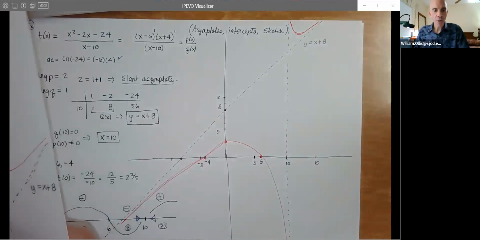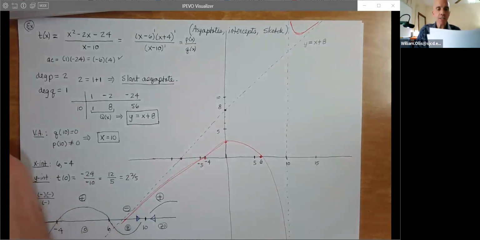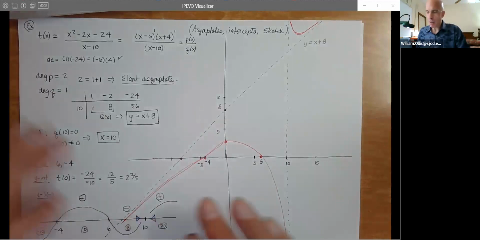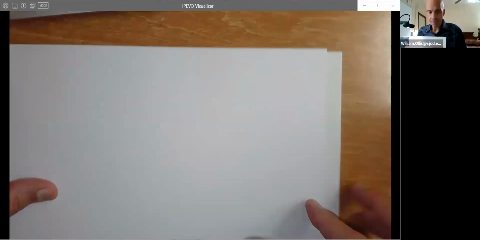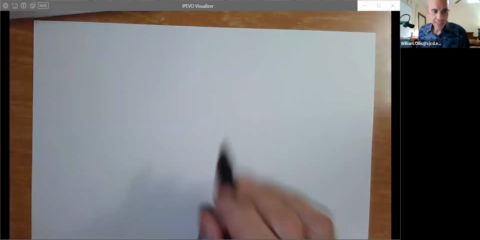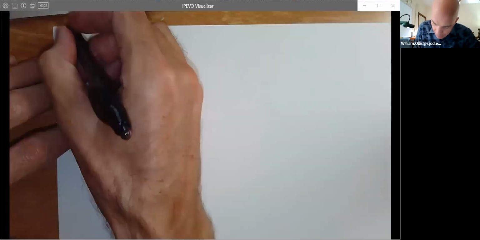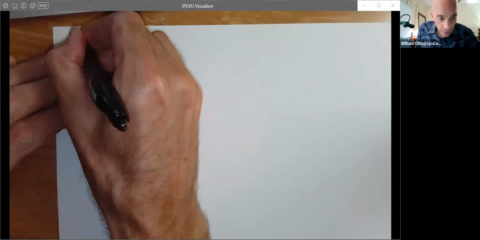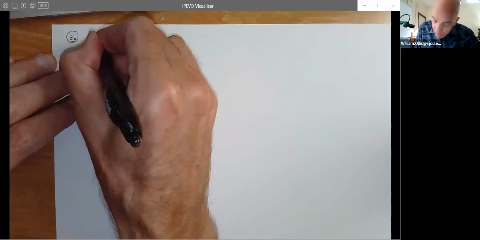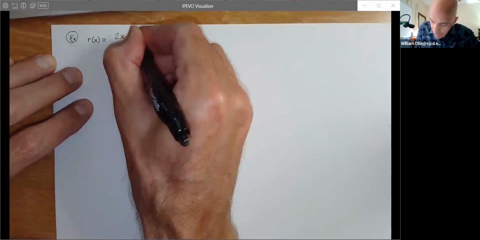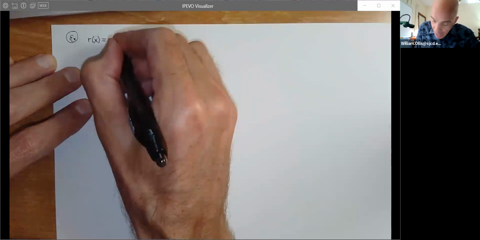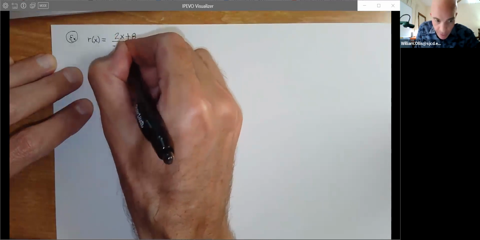Now, what I want to do is look at a situation that reminds us of what we did when we were talking about invertible functions. So we had an example like this, where we had r of x, and this would be like prove that this is 1-to-1. We have 2x plus 8 divided by -8x plus 4.